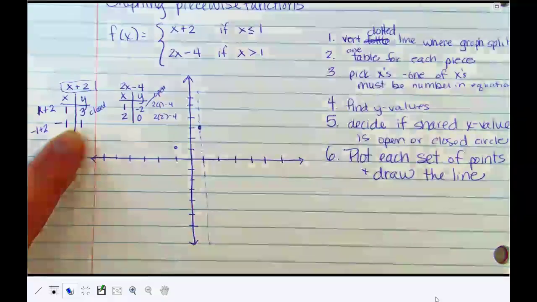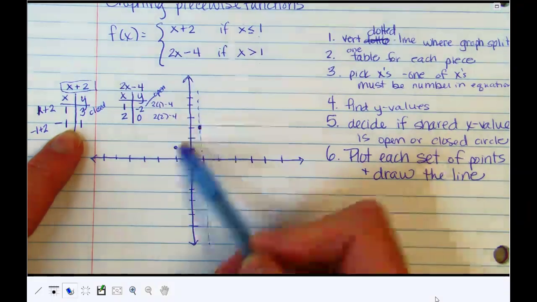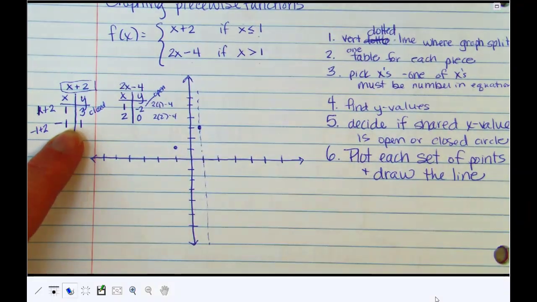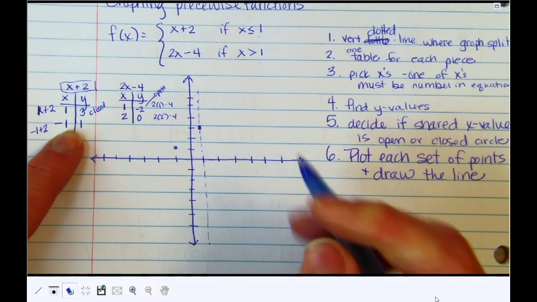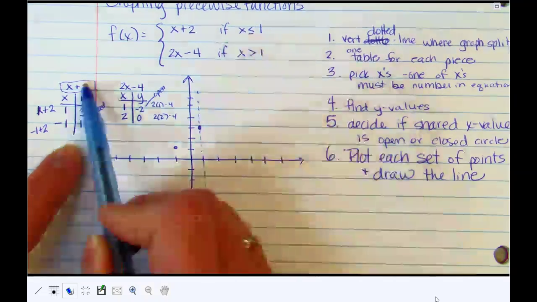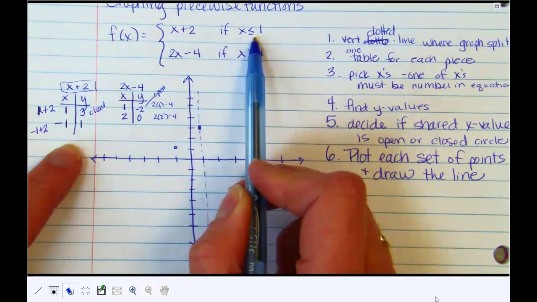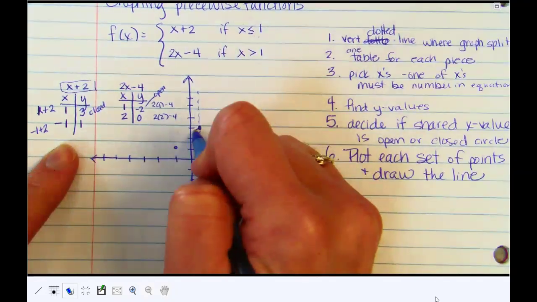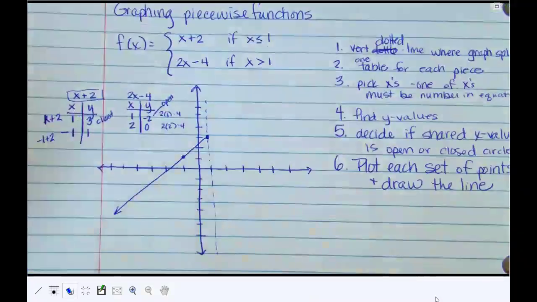Now, this is this super important part. This is why we got a dotted line. When you draw this, we go everything to the left of the dotted line. We do not cross the dotted line. Okay, because these are only, this graph, x plus 2, is only when our x's are less than negative 1. So we draw our line. And we're done with that guy.